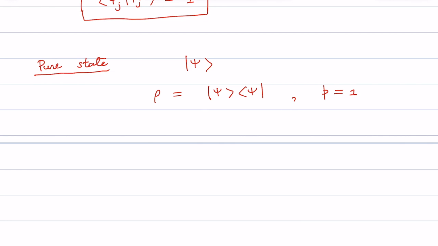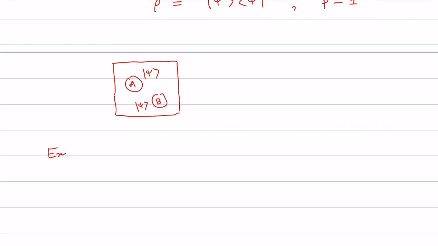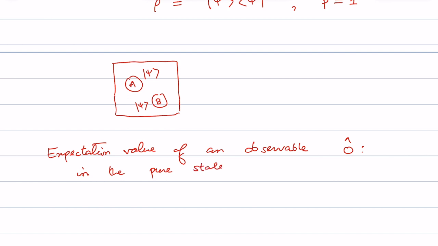And in the box example where we had the systems A and B, I discussed that system A is in the state ket psi and system B is also in the state ket psi. So if we have to pick up, we are always going to pick up only ket psi with 100% probability. Now let us calculate the expectation value of an observable, say O cap, the operator representation of the observable, in the pure state ket psi.